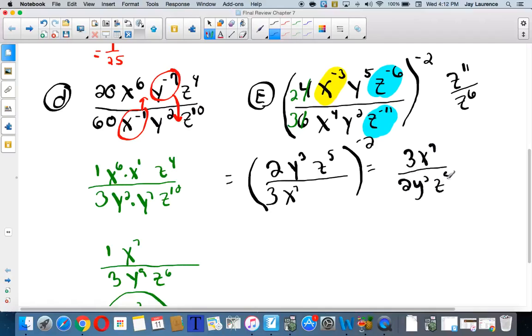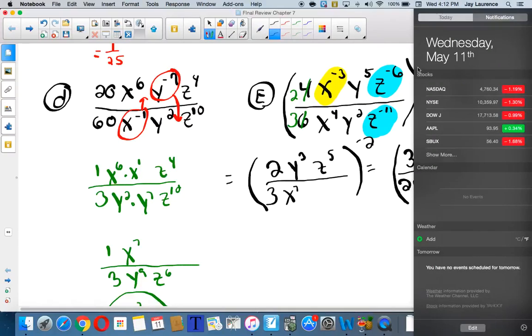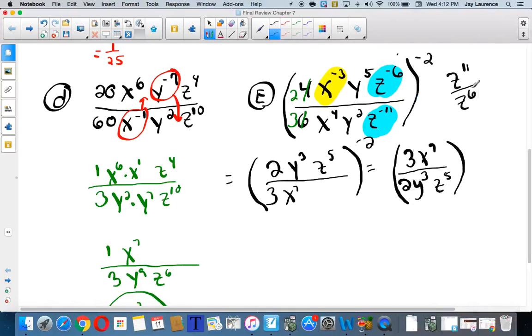z to the 5th. My 3's look really bad. Jarrett calls this my world famous airliner. All right. So I'm going to have y cubed, I think I said, right? There we go. That looks better. And that will be raised to the positive 2nd power now. Hold on. Sorry about that.